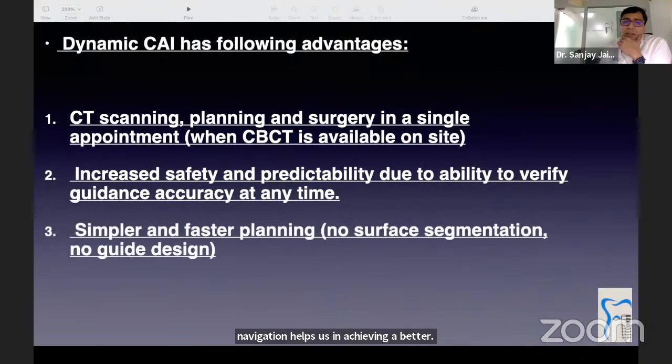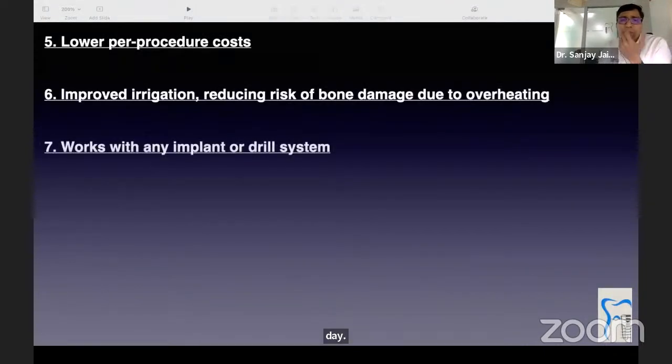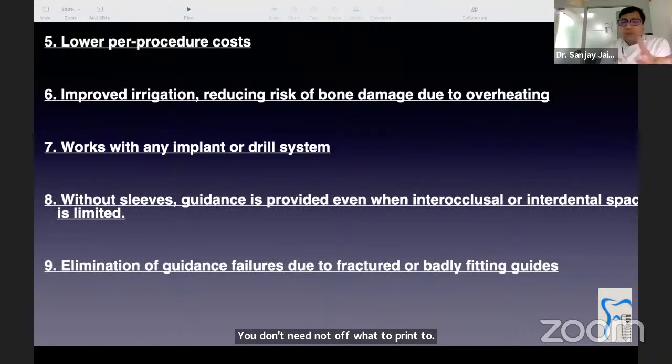So dynamic computer-aided implantology can be done in one day. You don't need much laboratory involvement to print your 3D part or drill system. You don't need any sleeves. You can do it when intraocclusal space is less. The post-operative outcome is great with less edema. There's improved irrigation, and reduced risk of bone damage due to overheating.